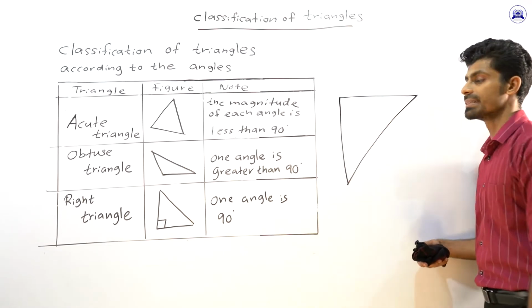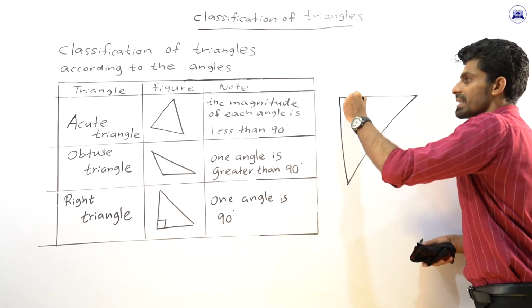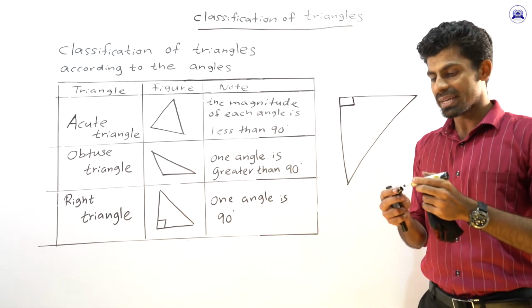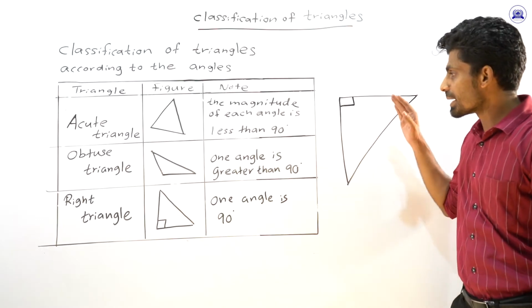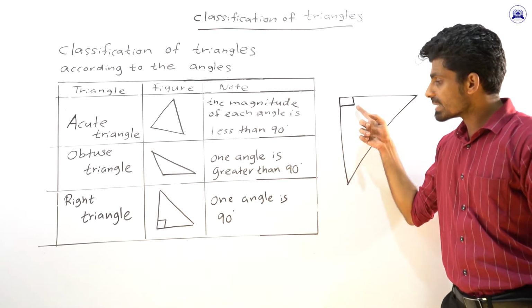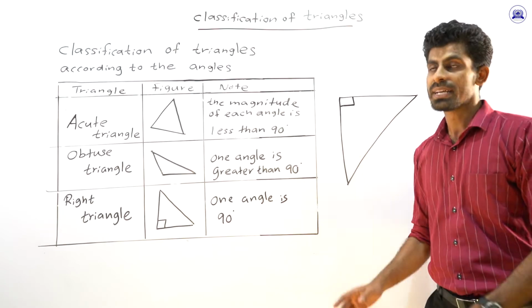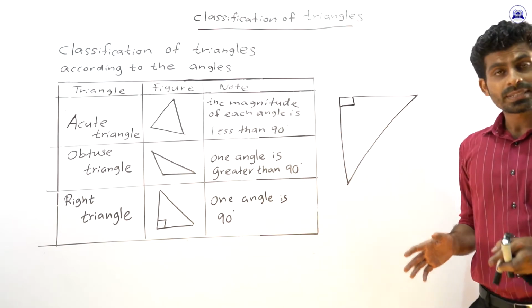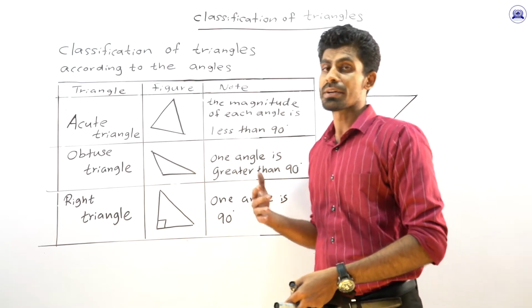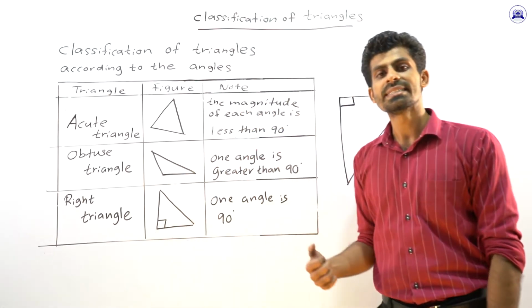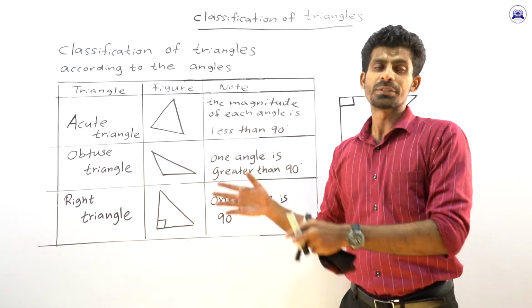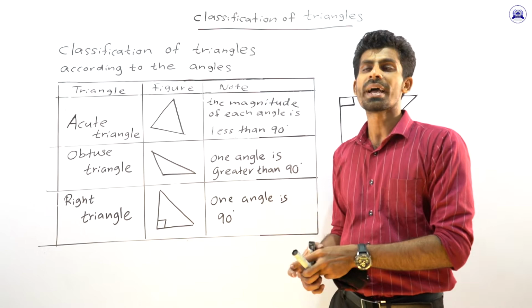Look at this triangle. This one is equal to 90 degrees. No need to talk more, we can directly decide that one is the right-angled triangle. Why? This angle is equal to 90, right? So those are the classifications of triangles. How can you classify the triangles? According to the length of the sides and according to the angles.